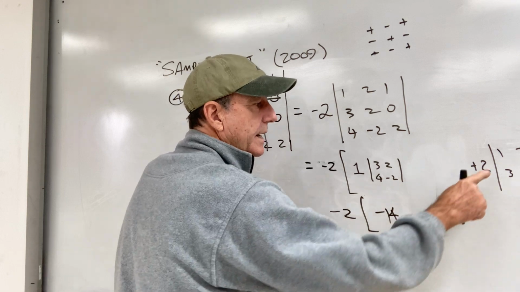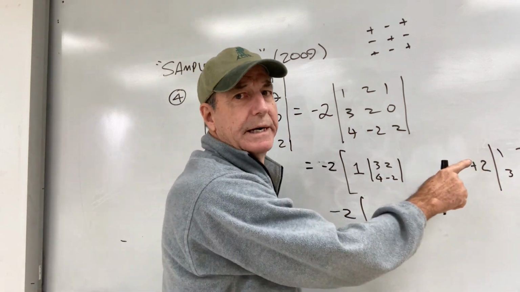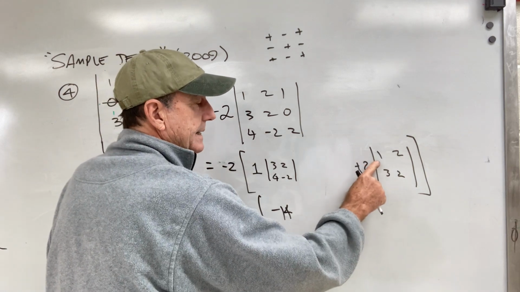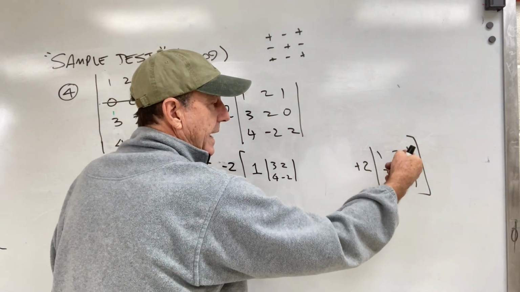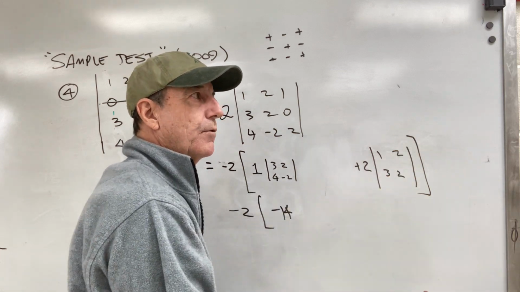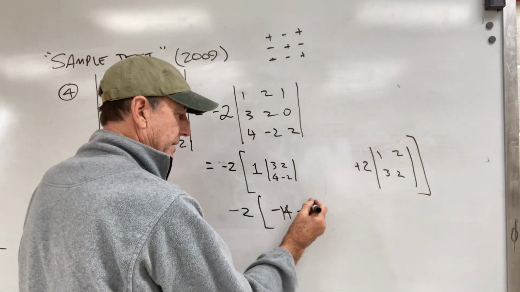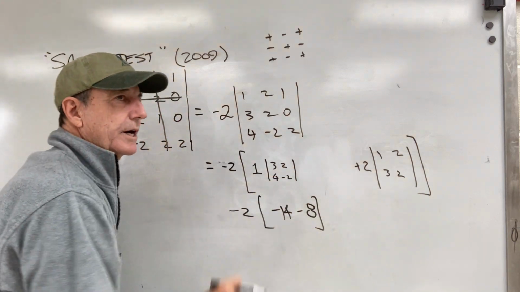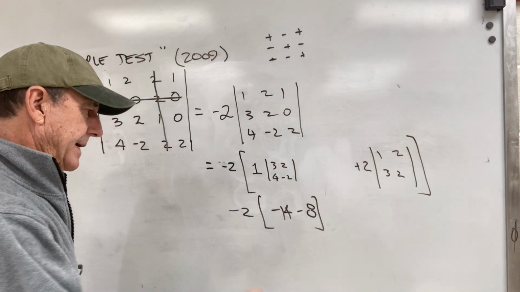Negative 14. And here we have 2 and 6. We're subtracting. 2 take away 6 is negative 4. 2 times negative 4 is negative 8. So those were our little minors there. And let's see.